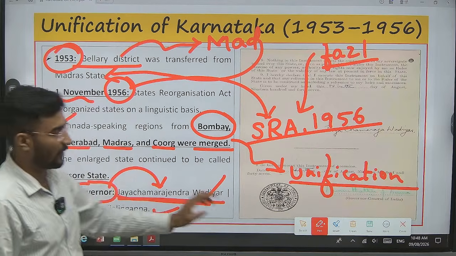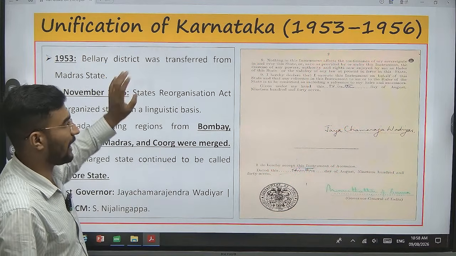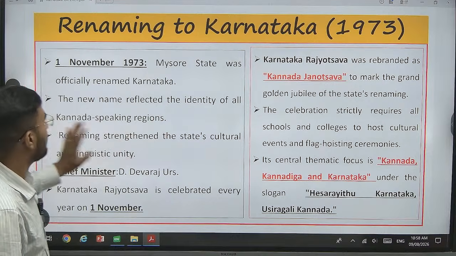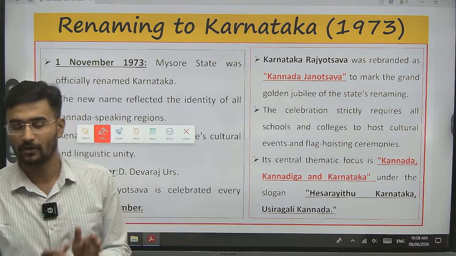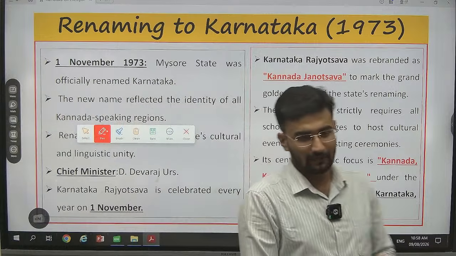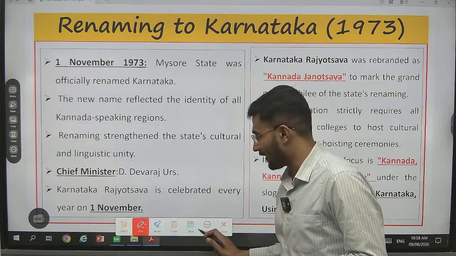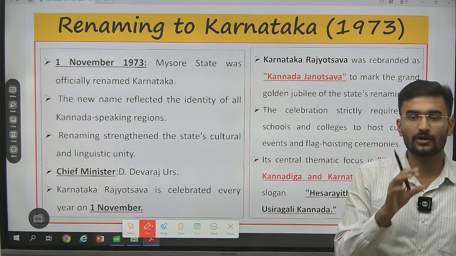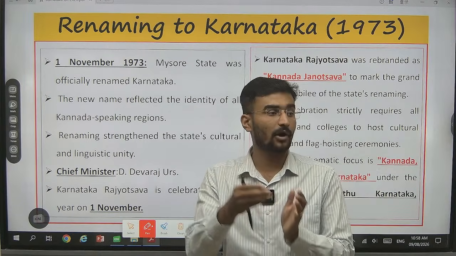This is about our history up till 1956. After 1956 comes our which one? It is our renaming of Karnataka in the year 1973. In the year 1973, November 1st, what happened? It is Mysore state got renamed.